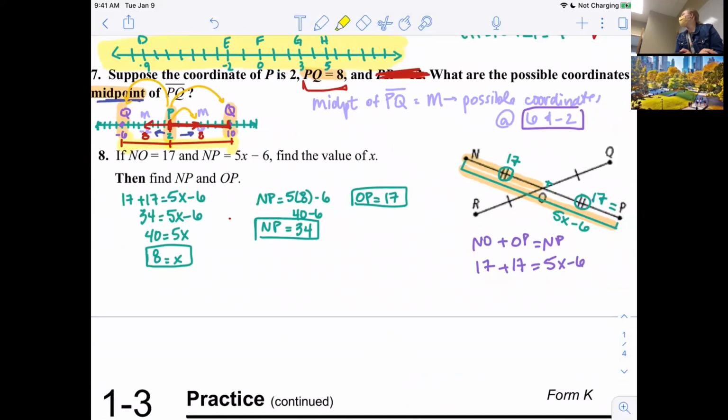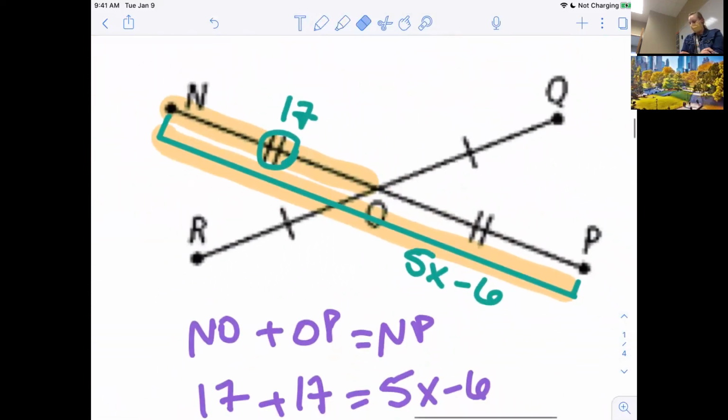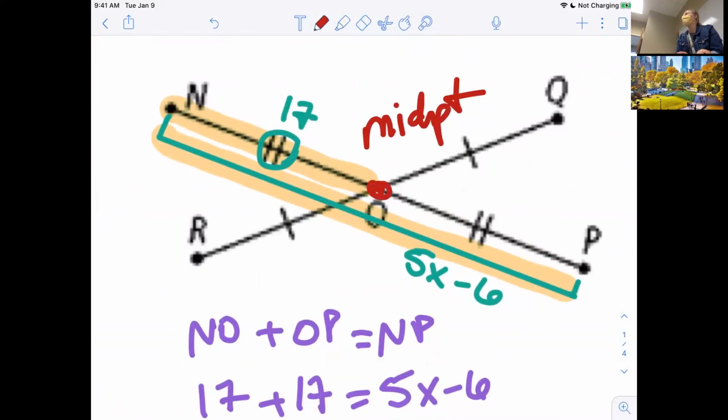8 says if NO is 17 and NP is 5x minus 6, find the value of x. Label, label, label. It just told us these two things. 17 and 5x minus 6. Just because I see that O is a midpoint doesn't mean I need to get crazy and start just setting things equal to each other.